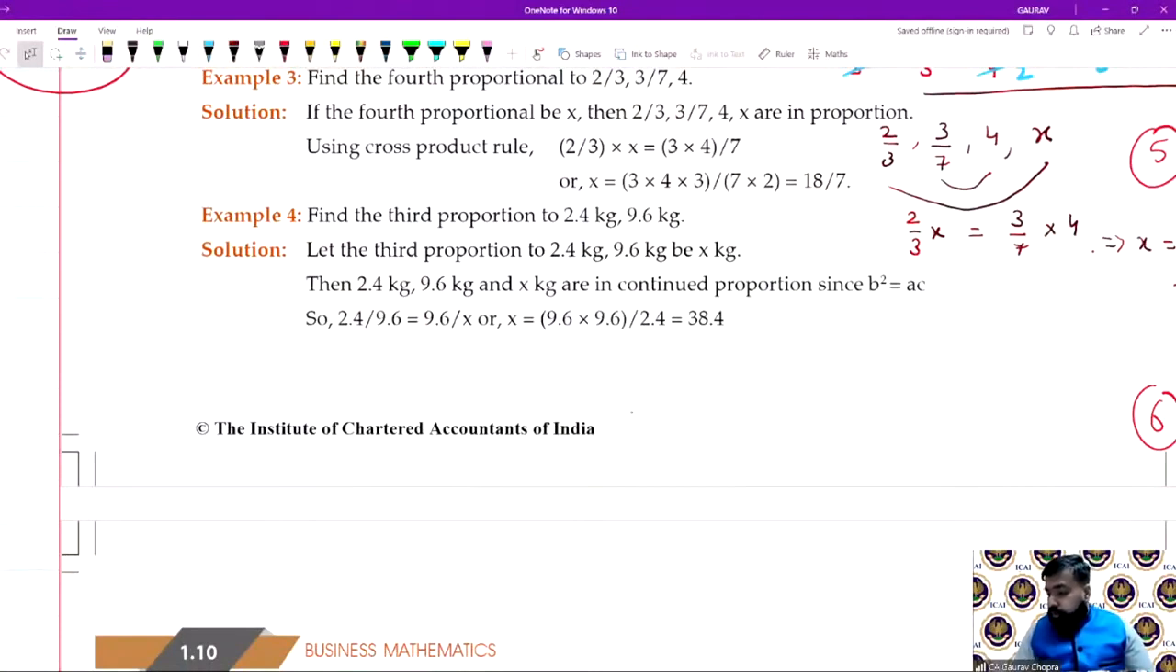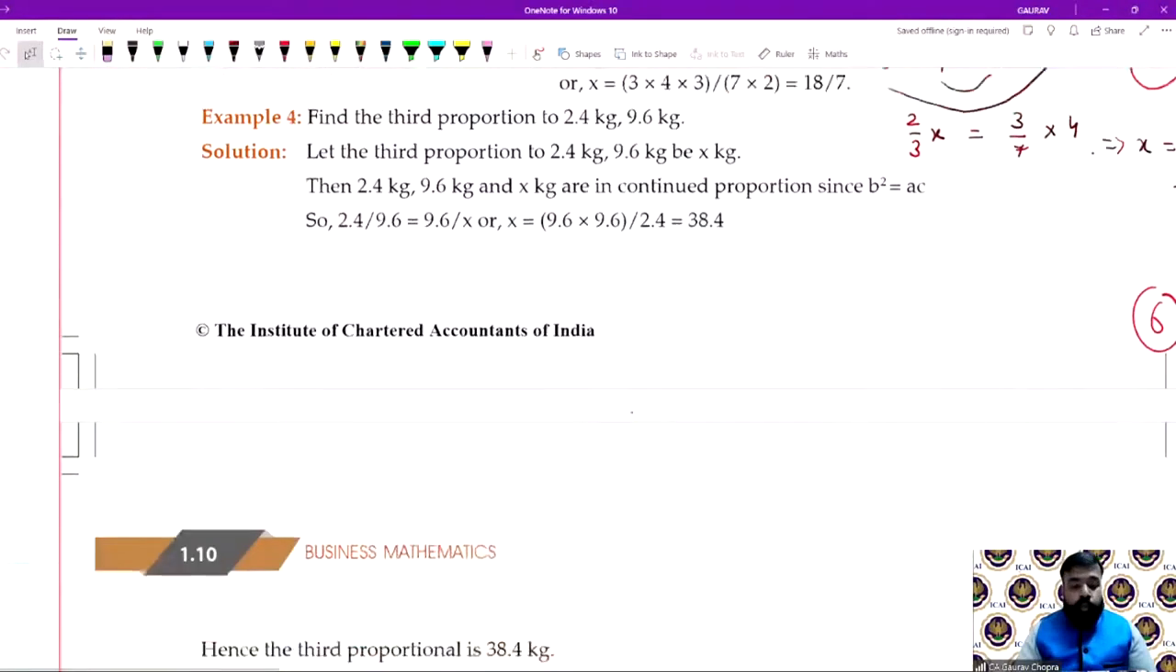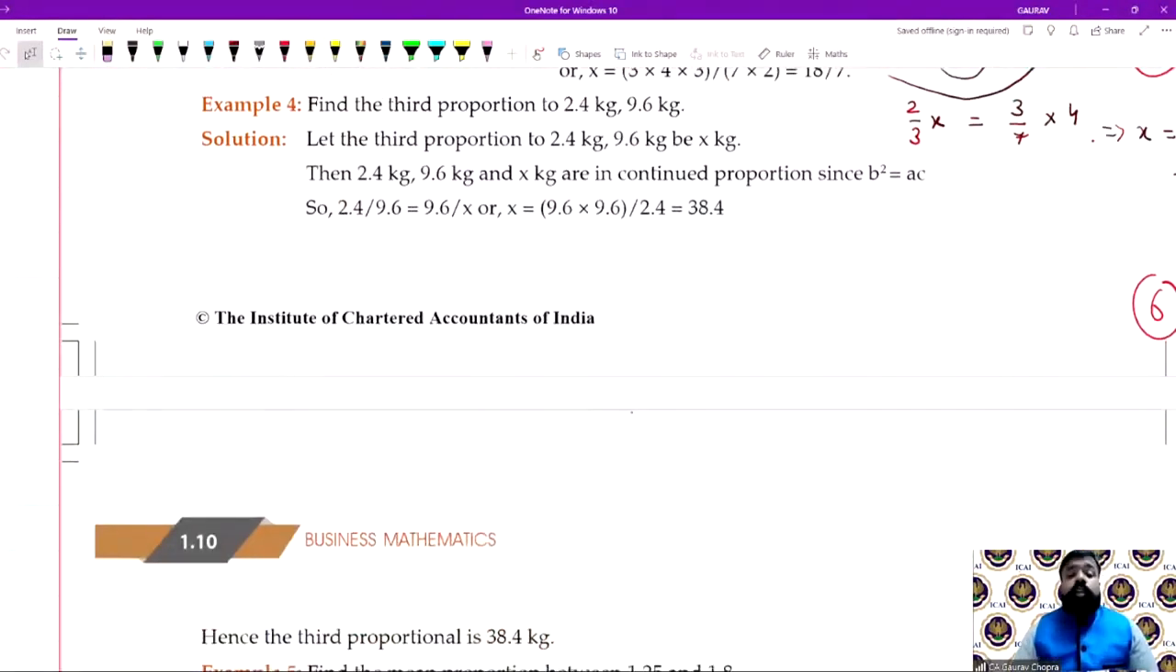Next one, Mani Meghlai is asking about example number 4. Yes, let's take example number 4 also. Now, this one says, find the third proportional. So now let us understand very carefully again. We are having the first value as 2.4. The second value is 9.6. And the question is asking about the third proportional. That means the third value is required.